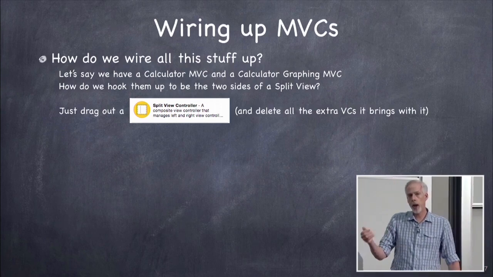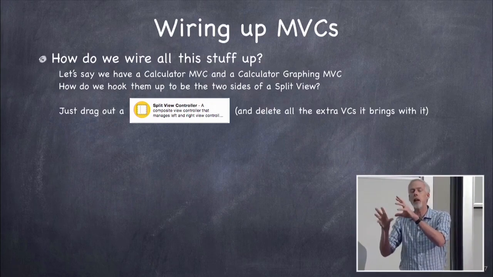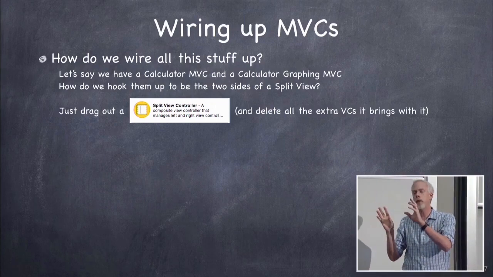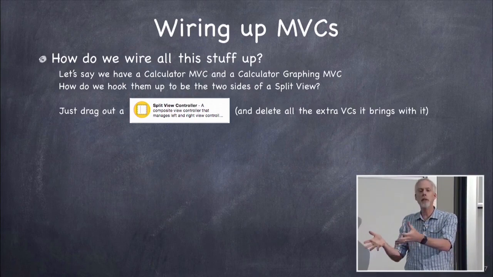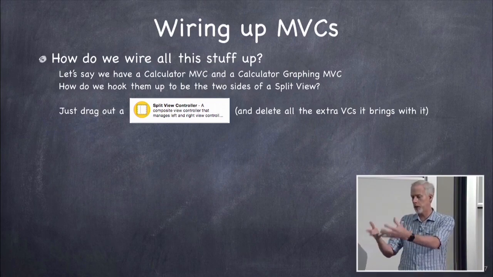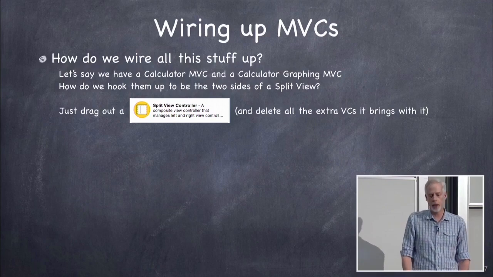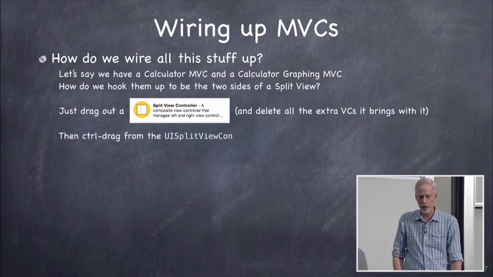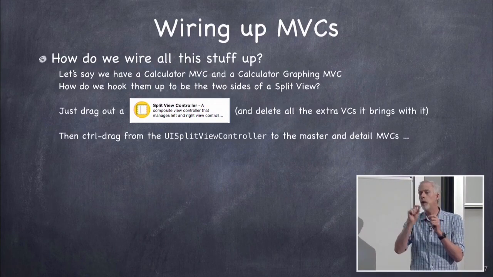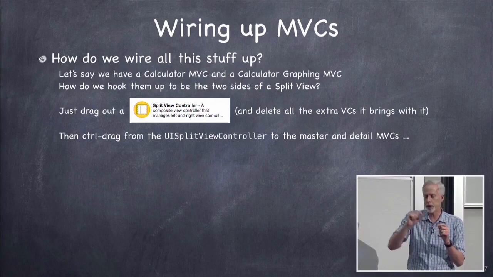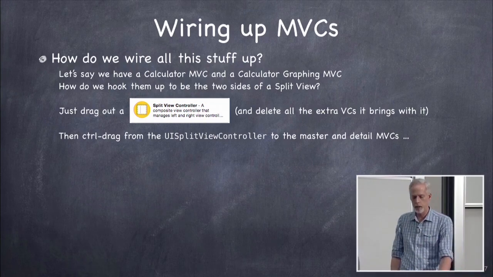Except you just drag it into open space and it creates it there. Now, when you drag a split view controller out, it's actually going to drag out kind of an empty detail and master, okay? You never want that. I don't know why it really does that. Just delete those, okay? Because you're obviously going to have your MVCs, like your calculator and your graphing view controller, sitting there in your storyboard, and you want to wire the split view controller up to those, okay? So you're going to delete any of the extra junk that comes out. Then you just control drag, like we do. Our favorite gesture in Interface Builder is control drag. We just control drag from the split view controller to the master and to the detail to hook it up.